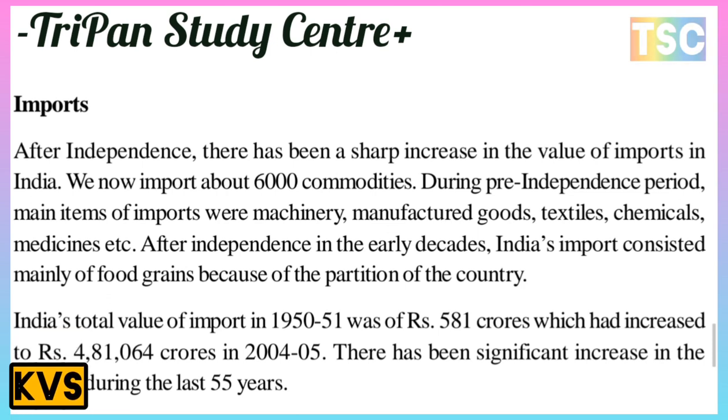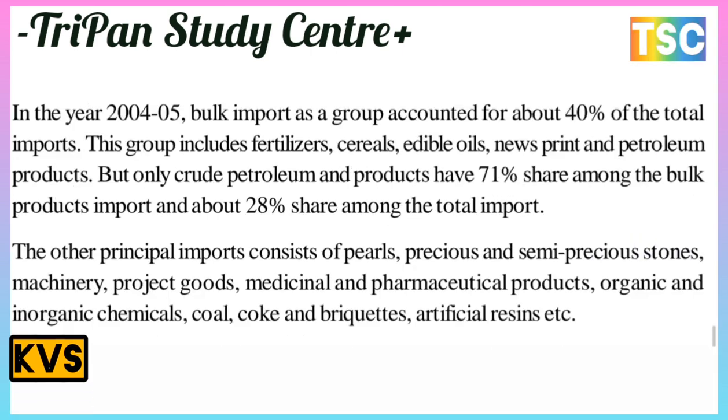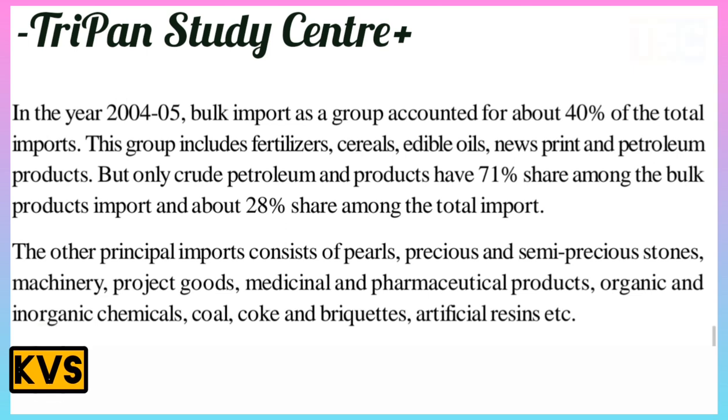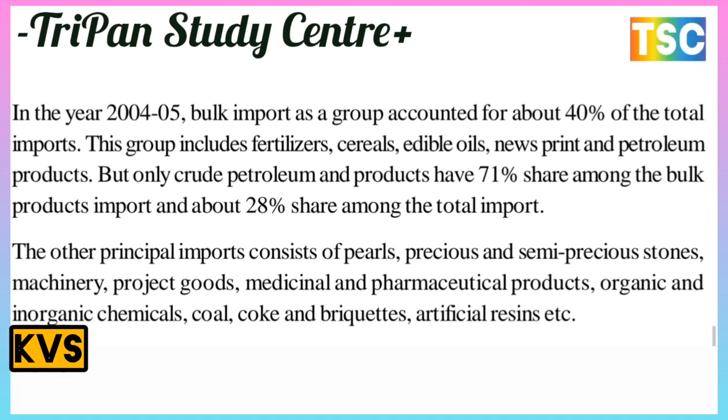India's total value of import in 1950-51 was rupees 581 crore, which has increased to rupees 4,81,064 crore in 2004-05. There has been a significant increase in imports during the last 55 years. In 2004-05, bulk imports as a group accounted for about 40% of the total import. This group includes fertilizer, cereals, edible oil, newsprint, and petroleum products. But crude and petroleum products alone have a 71% share among the bulk product imports and about 28% share among the total import.